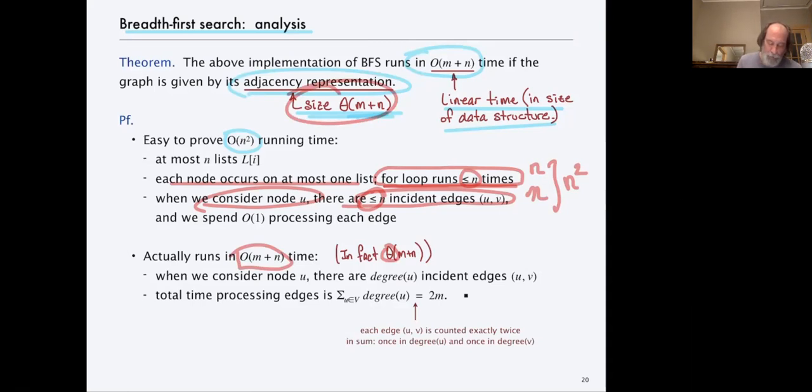Why? When you consider a node U, there are degree of U edges. So the total amount of work is just the sum over all the nodes of the degree of the node, right? We've already seen what that is. The sum over all the nodes of the degree of the node is 2n, and that's the total amount of work that we do in this algorithm.